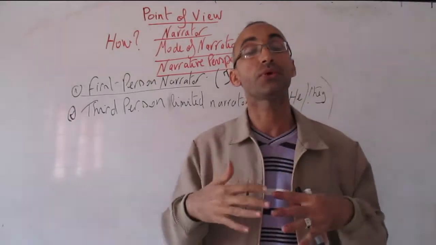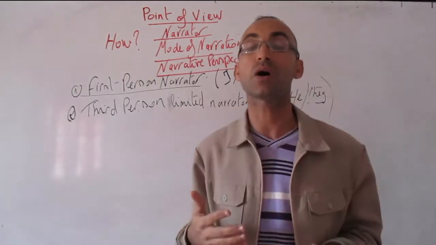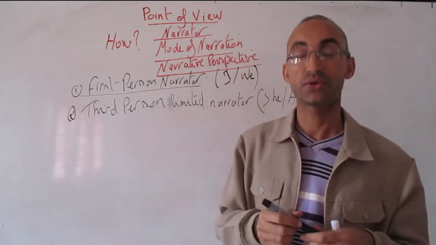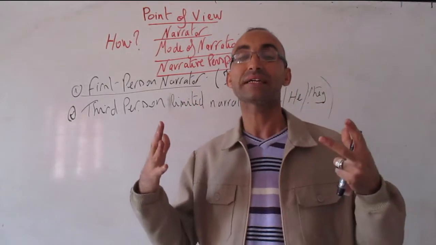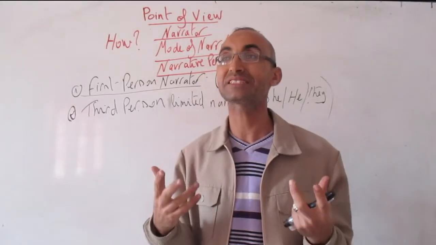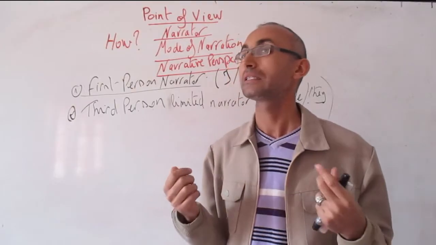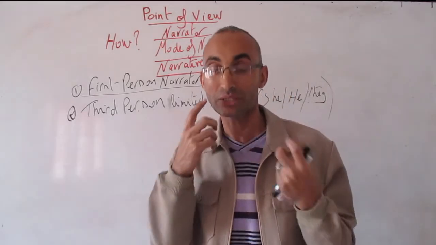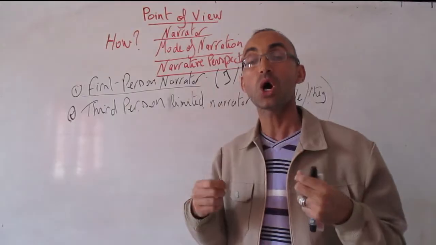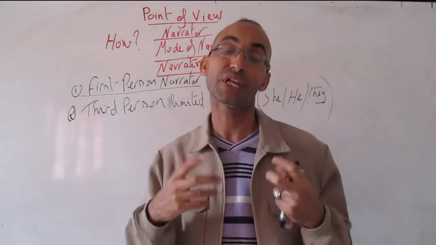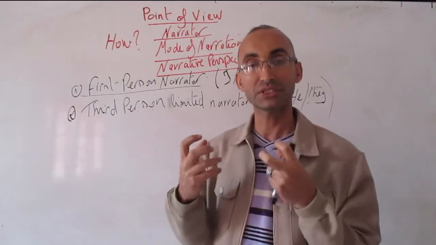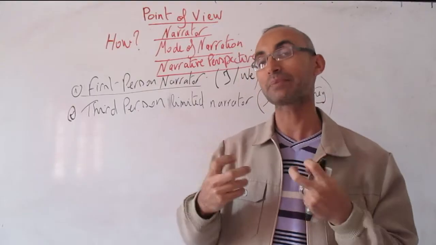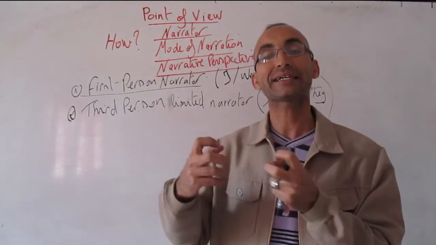Also, I said the third type or point of view is called the third person omniscient. Third person omniscient narrator. What's omniscient? Omniscient is like a narrator who knows everything. Now, literally, it means what? Omniscient means all-knowing, all-seeing. That's why this type of third-person omniscient narrator is described as that godlike narrator.